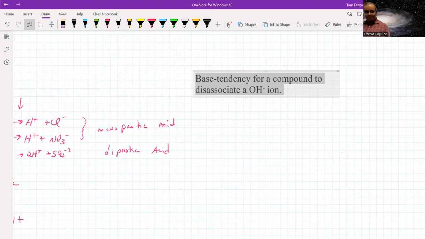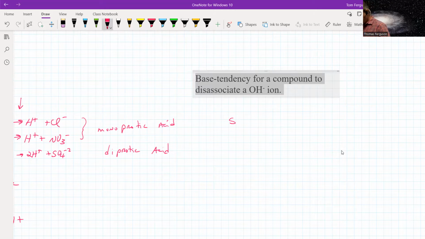Now, everyone always thinks, what's the opposite of an acid? The base. The reason why it's opposite, I'm going to show you in a minute. First, let's define a base. That's the tendency for a compound to dissociate a hydroxyl ion, an OH minus, just like with acids it's an H plus. In this case, it's an OH minus.